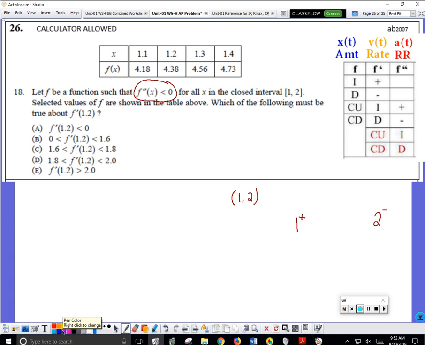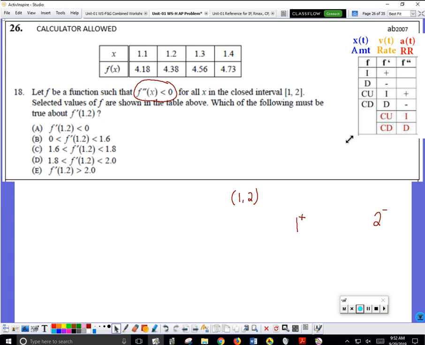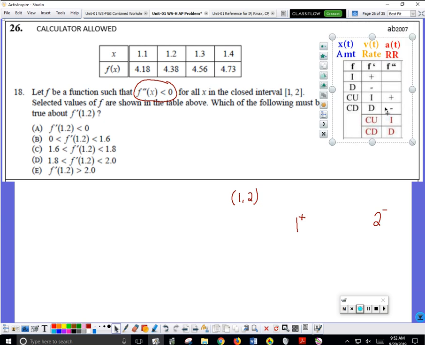Okay, so here we go. Danica's chart. It's a little bit smaller. So we know that because f double prime is negative, the y coordinates of f double prime are negative. The y values of f prime will decrease, and the curve is concave down.